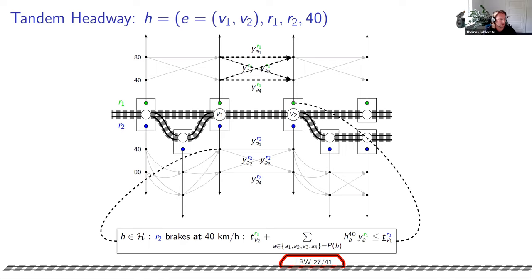And the final constraint, the headway constraint, will then become that this headway time restricts the time the request two is at V1 with respect to that the request one is at V2. And these then couple safety between these events.